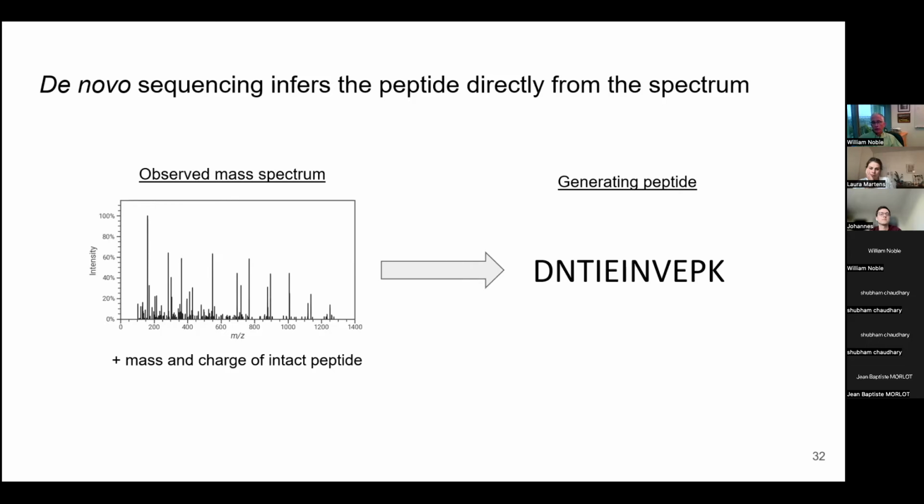So the idea is we're going to take as input to our model an observed mass spectrum. Again, you have the mass to charge ratio of the fragments here and the intensities on the vertical axis. You also get the mass and the charge of the intact peptide because that's observed by the mass spectrometer. And then the goal is to output the peptide that was responsible for generating that spectrum.